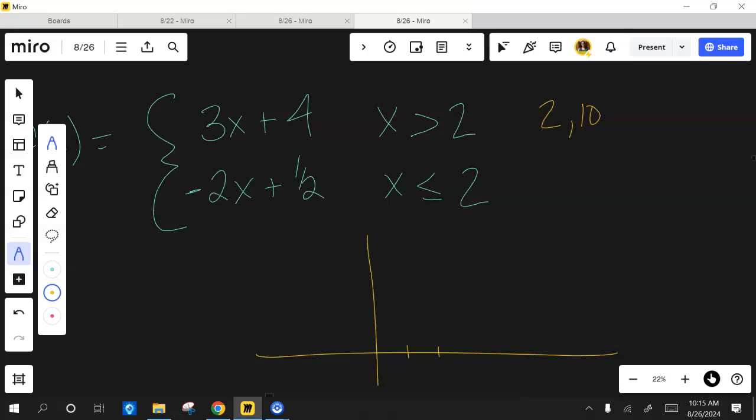I plugged in 2 first. I plugged in the restriction. I'm going to make it an open circle. So at 2, 10, I'm going to put an open circle. That's my cutoff point. That's where I cut it off. I thought it was 4, 10. How did I do that wrong? You put the 4 because it's the y-intercept, and then you put the 10 because of that.